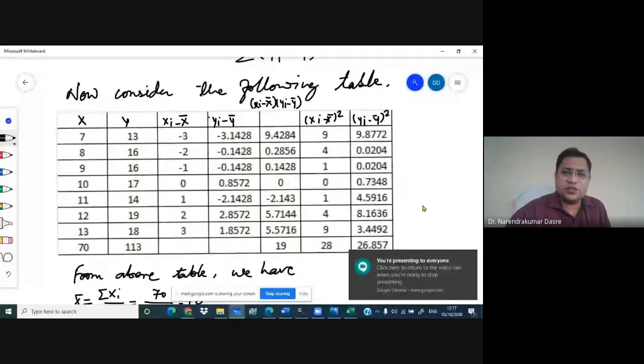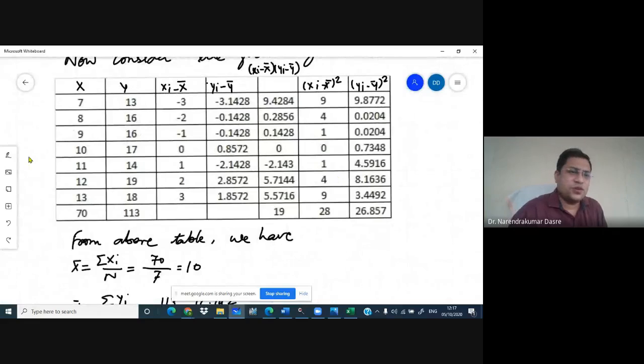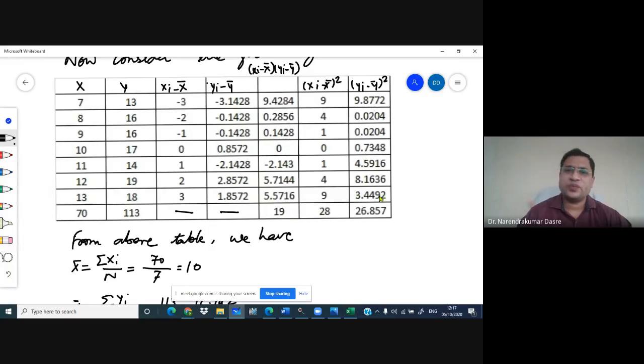Let us see. Check your calculations with my calculations. Please check your table. Are you getting this one? If you are getting this one, it's good. This is what the calculations you must get. I have considered the accuracy up to 4 digits, and you got these values.